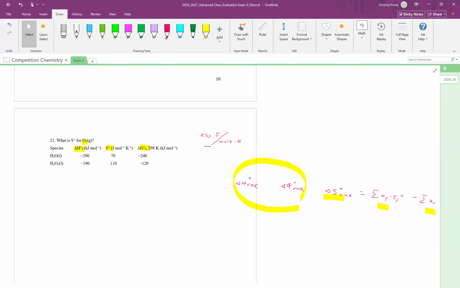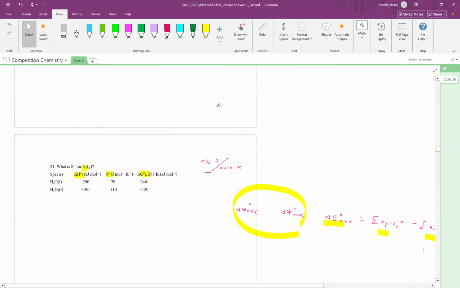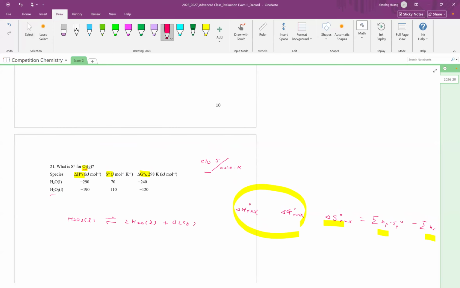Now let's do that. But the first one, you need to write, you determine oxygen, right? And we know this, you should know this reaction. See, what's this? Liquid. That's the beauty. You should know this reaction, balanced. If you do not know this reaction, there's no way you can get it right. No way. 100%. There's no way.